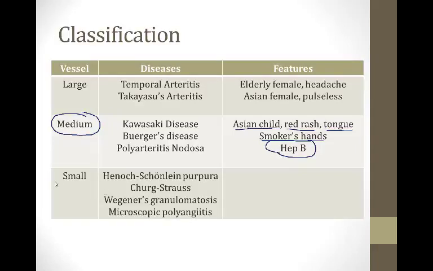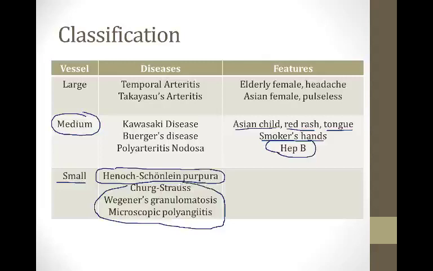Now we're going to move on and talk about the 4 small vessel vasculitis syndromes, but really these can be split up into 2 groups. Heinrich-Schönlein purpura is really a disorder all of its own that involves IgA, and then Churg-Strauss and Wegener's and microscopic polyangiitis are all ANCA diseases, so we're going to talk about those as one group. So let's start by talking about Heinrich-Schönlein purpura.